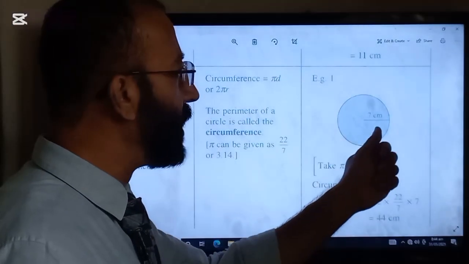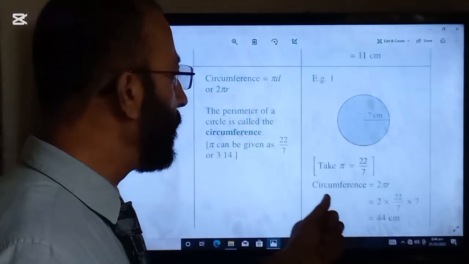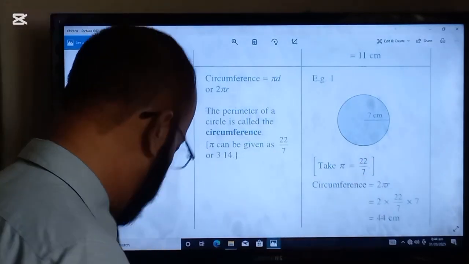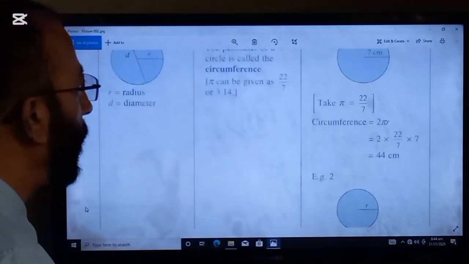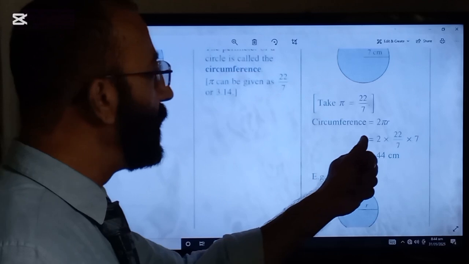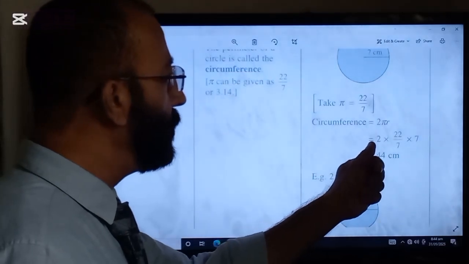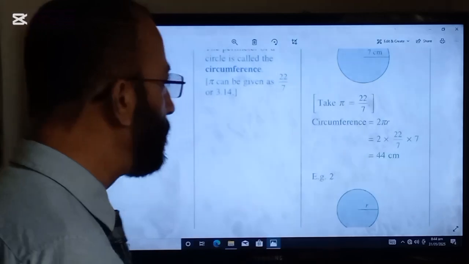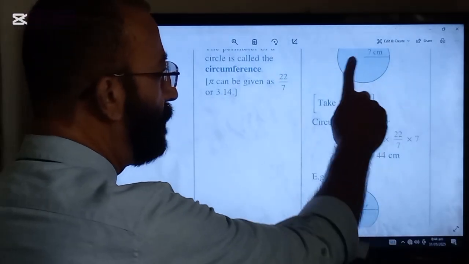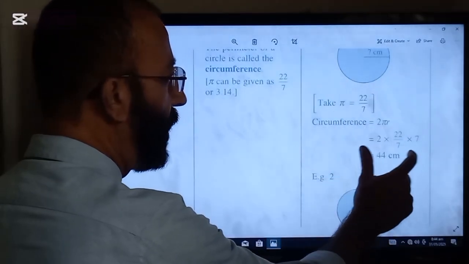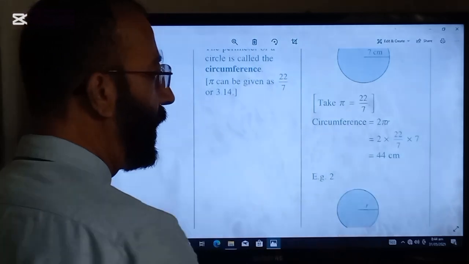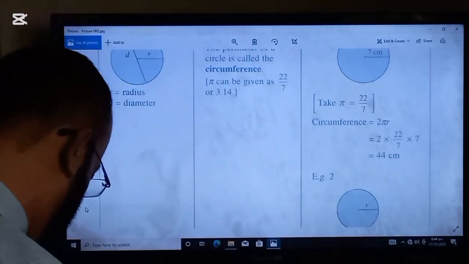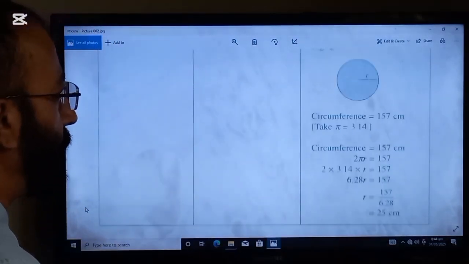Suppose we have a circle whose radius is given. Take pi equal to 22 by 7. Circumference is equal to 2 pi r. 2 will remain as it is. Pi's value is 22 by 7 and r's value is given, that is 7. So we will put 7 in place of r, solve it on the calculator, and you will get the answer. That will be the perimeter of the circle.